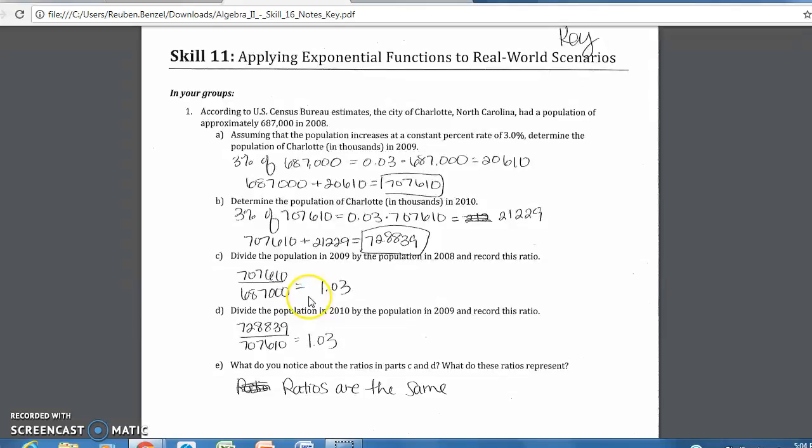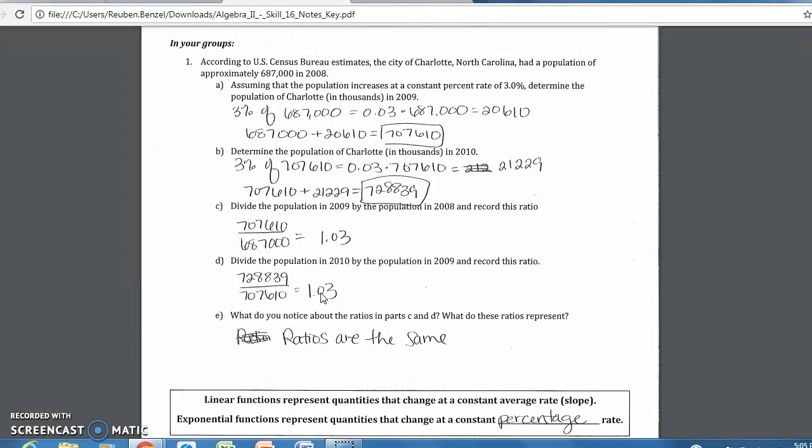the population in 2008 and get 1.03. So what's happening every year is that for the population that was there before, you're going to have that same number plus 3%. So 100 plus 3% is 1.03. And the ratios are going to be the same if you do the same exercise again.